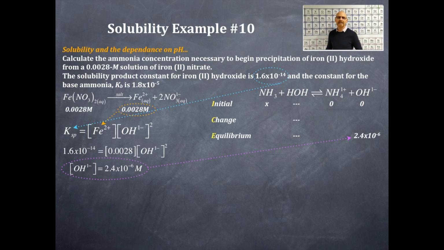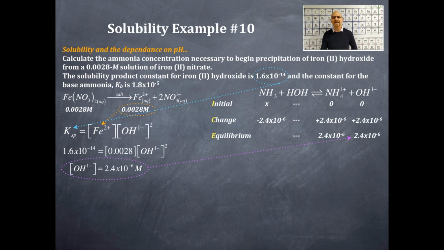Now the question is, how did I get from the initial of 0 to an equilibrium of 2.4 times 10 to the negative 6? I had to add 2.4 times 10 to the negative 6. Knowing that, that tells me what I need to do for the ammonium ion. I have to add 2.4 times 10 to the negative 6 for the ammonium ion, and that gives me the ammonium ion concentration at equilibrium as well. I'm going to have to subtract that same value, 2.4 times 10 to the negative 6, from the ammonia, because the ammonia is on the reactant side and it is decreasing in concentration because the reaction is shifting to the right.